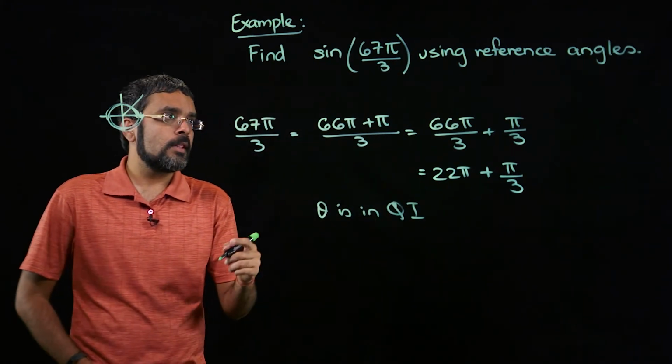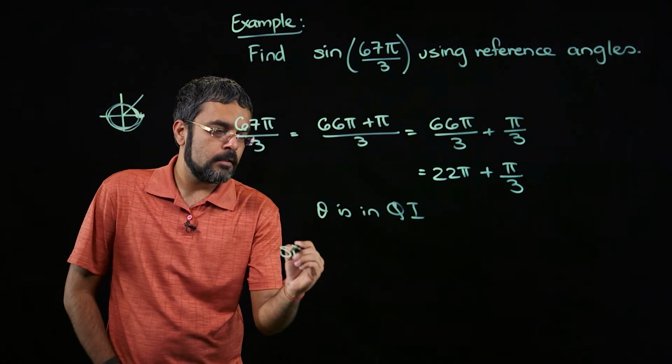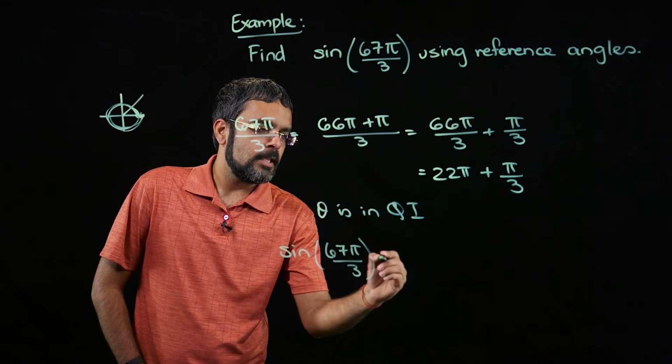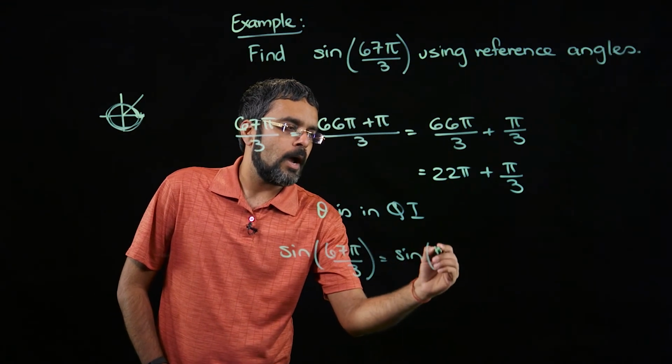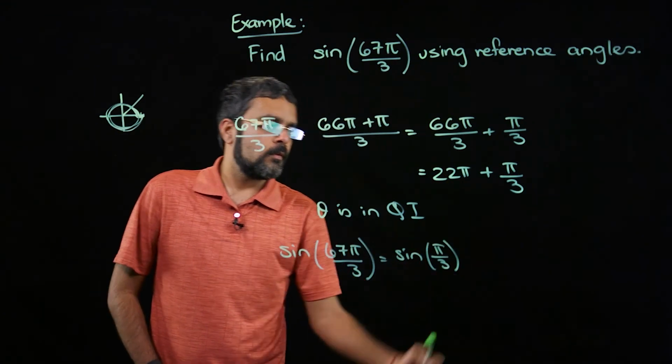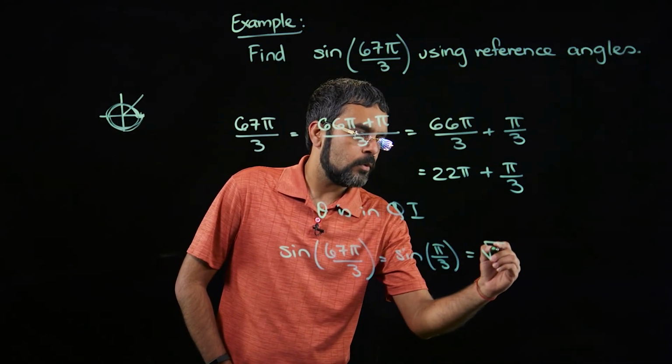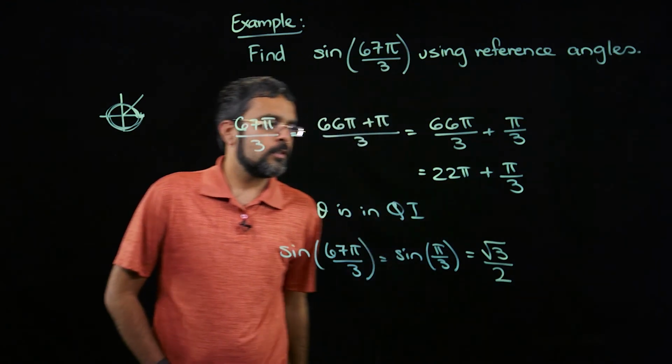And so then we know in this case that sine of 67 pi over 3 is basically sine of pi over 3. Okay, and that is going to be square root of 3 over 2.